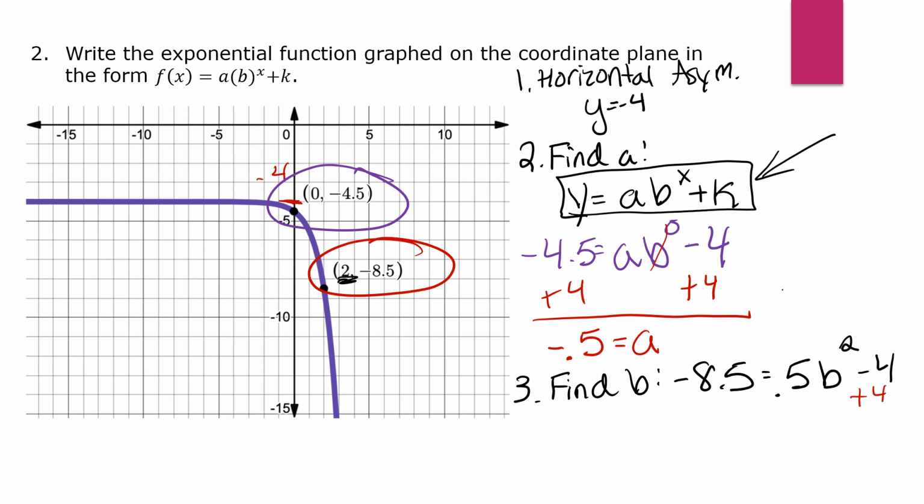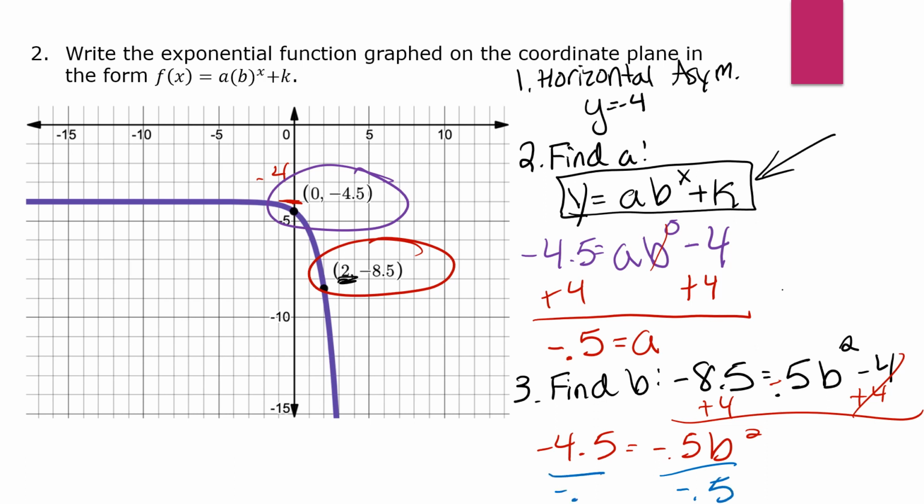So you're going to add the 4 to the left side. So then on the left side, we get negative 4.5 equals negative 0.5 b squared. There should be a negative right here. And then go ahead and divide both sides by negative 0.5. So my b squared is negative 4.5 divided by negative 0.5. Plug that into your calculator. You should get positive 9. So 9 equals b squared. And this one we can just go ahead and square root both sides. So b is 3.